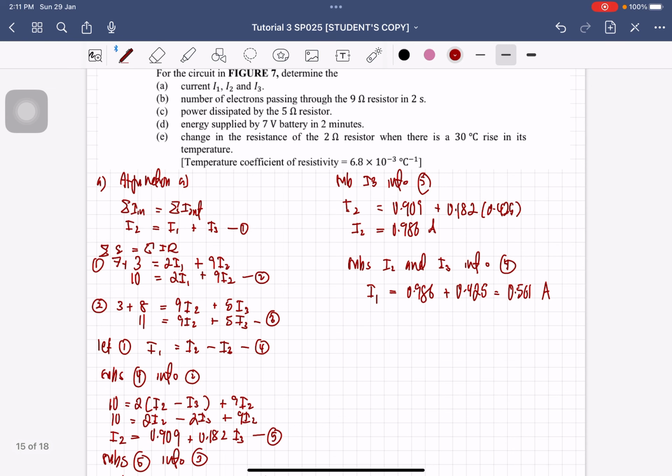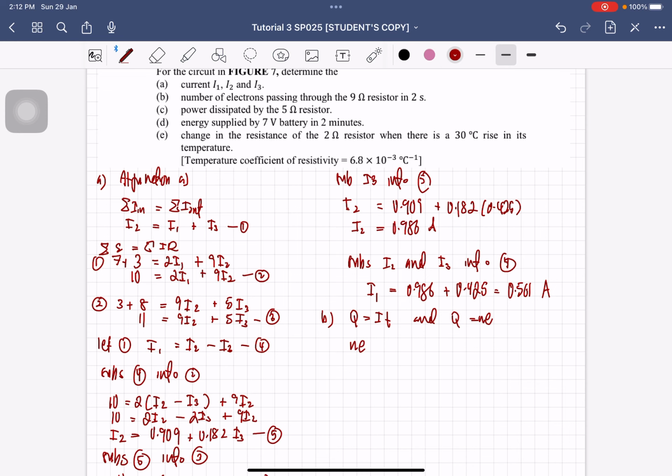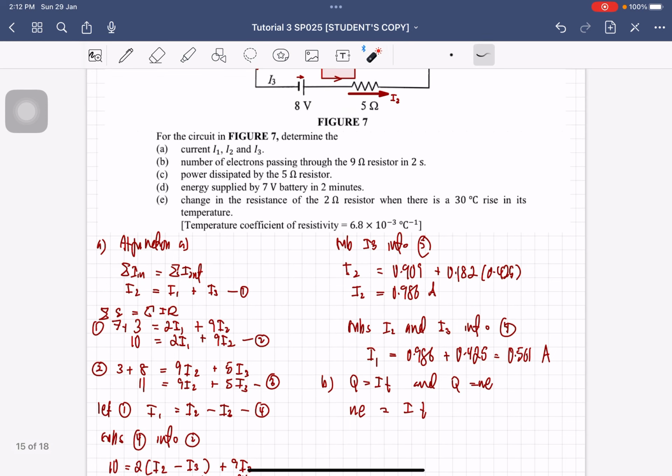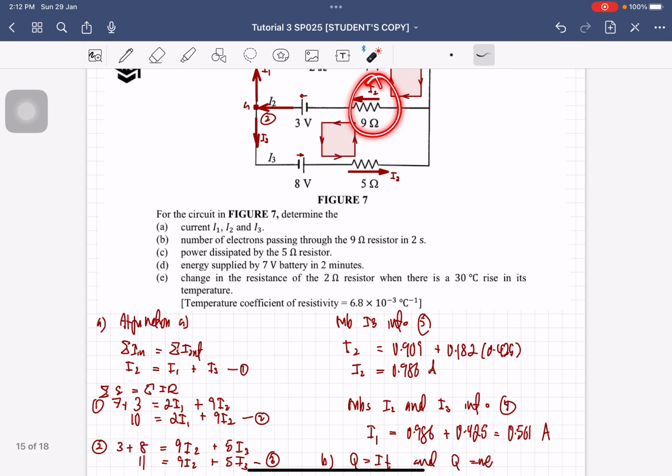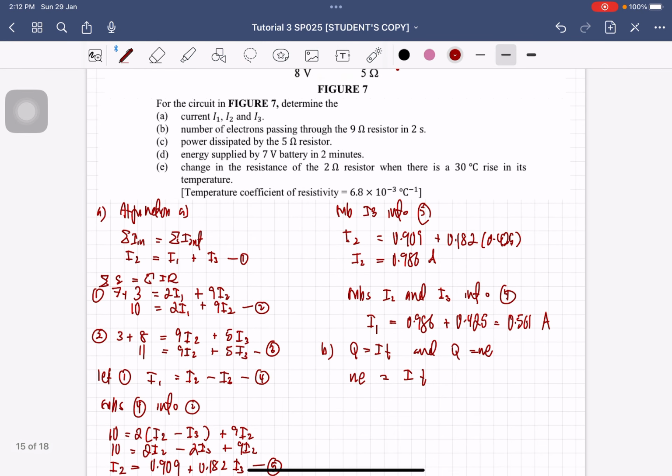Question B pula, we have to calculate the number of electrons passing through the 9 ohm resistor. So, sekarang ni kita focus on the 9 ohm resistor. We know that Q is equal to IT and Q is also equal to NE. So, we can do NE equal to IT. So, what is the current flowing through the 9 ohm resistor? It is I2. So, kita label di sini sebagai I2.